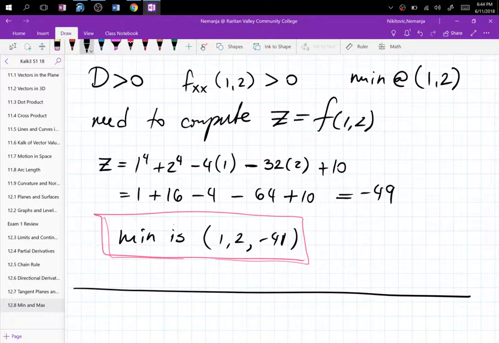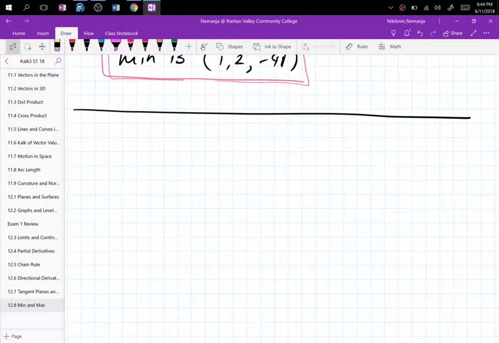Good. So that's that. There's much more, obviously. So this is this problem only. Let's see what else we can find.